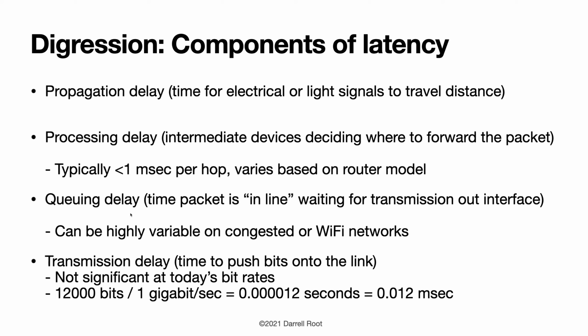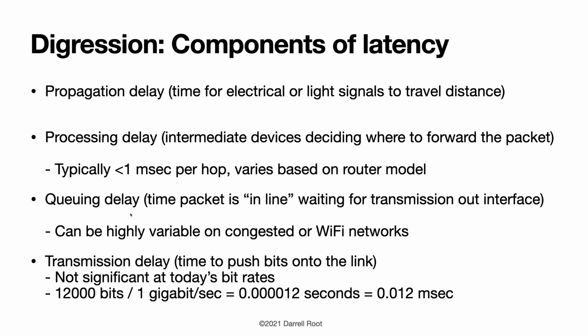The queuing delay is if you have a congested network and your packet ends up having to wait in line for transmission to go out an interface because there are other packets being transmitted before you, then you have queuing delay. And queuing delay can be highly variable depending on whether networks are congested or not.